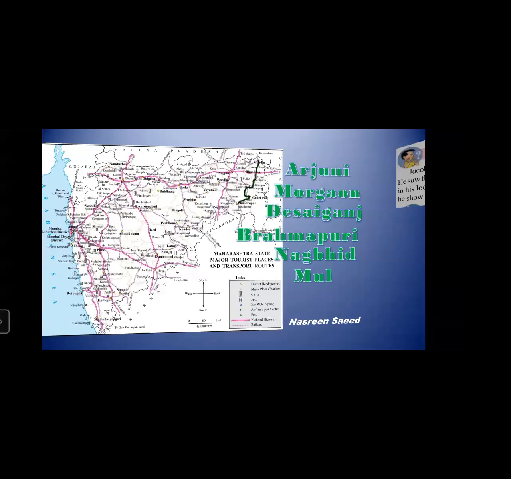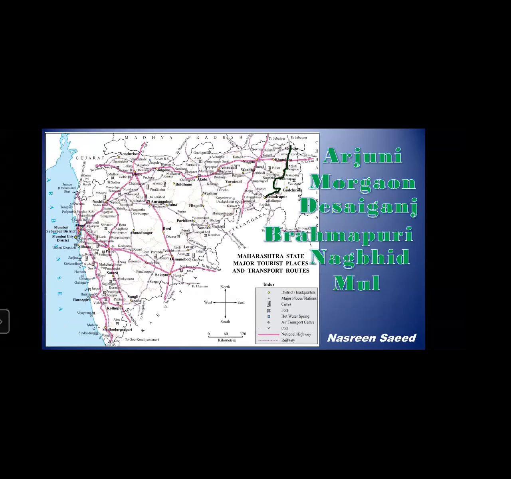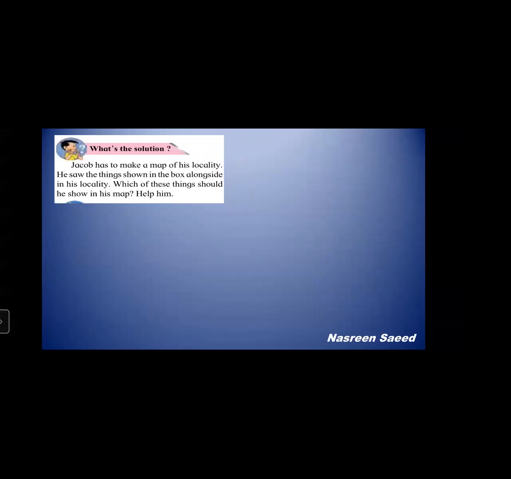Okay, now ahead we have, what's the solution? Jacob has to make a map of his locality. He saw the things shown in the box alongside in his locality. Which of these things should he show in his map? So now a house. Will Jacob show house on his locality? Yeah, on his map? Yes, he will show a house on his map.